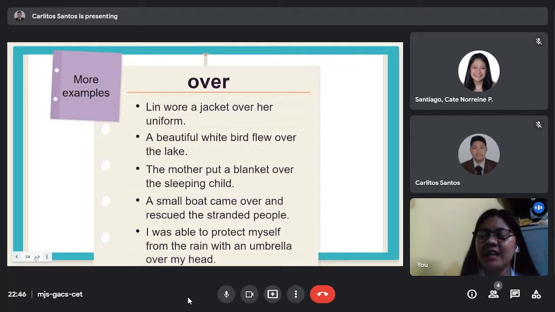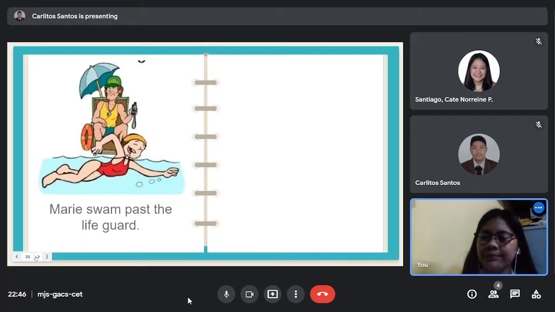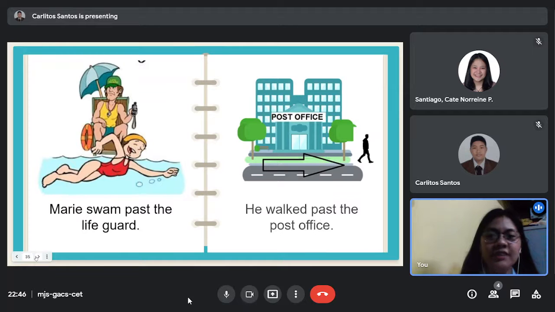Thank you. And then let's also have the next preposition, the next sample pictures. Marie swam past the lifeguard. And for the next picture, we have he walked past the post office. Any volunteer? What do you think is the common word for these two pictures, two sentences? Someone answered the word past, which is correct. But how do we use past in a sentence? What is the meaning of it?